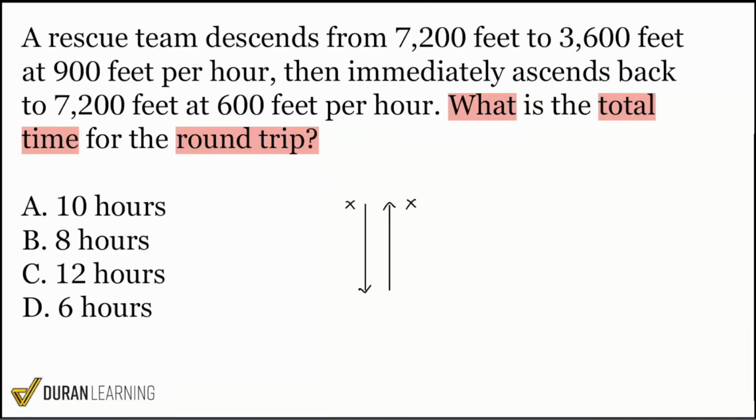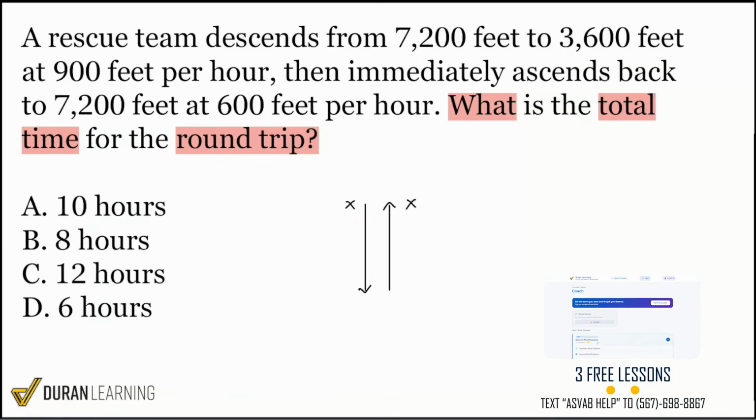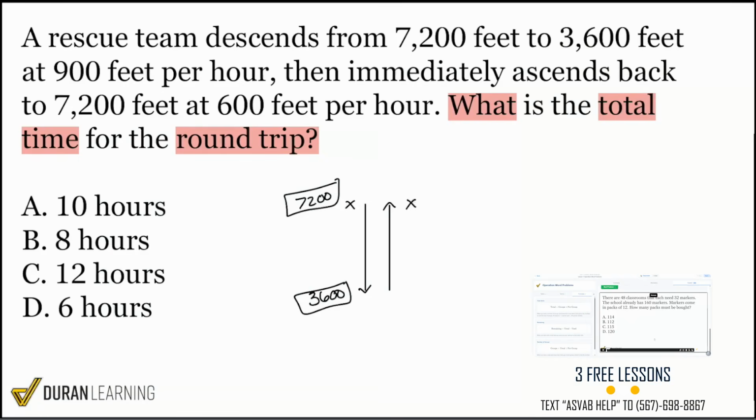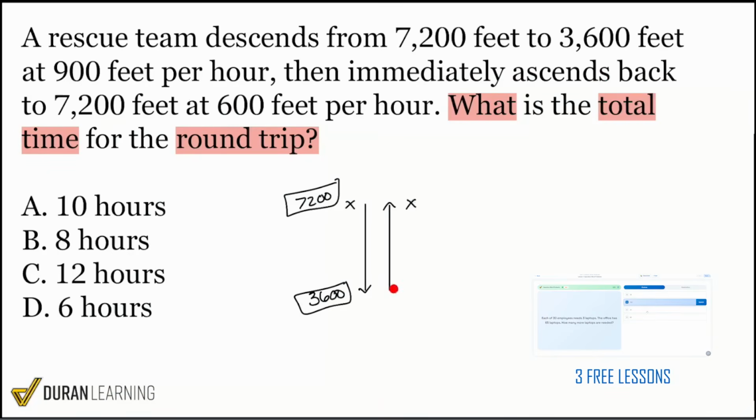We read that it says a rescue team descends from 7,200 feet down to 3,600 feet. So let's write that down. We have 7,200, and then we have 3,600. Again, that's our elevation. And then we immediately ascend back to 7,200, all the way back up. Perfect. Sounds good.